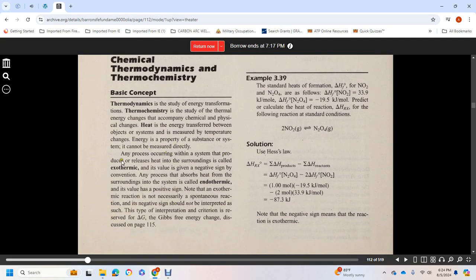A process occurring within the system that releases heat to the surroundings is called exothermic and is valued with a negative sign by convention. A process that absorbs heat from the surroundings of the system is endothermic, and its value has a positive sign. Note that an exothermic reaction is not necessarily a spontaneous reaction. The negative sign should not be interpreted as such. The interpretation criteria, the Gibbs free energy, is discussed on page 115.